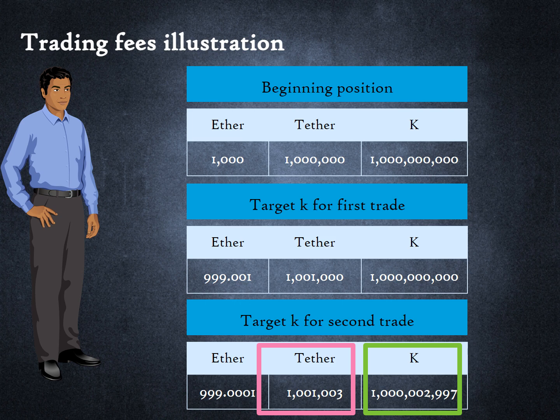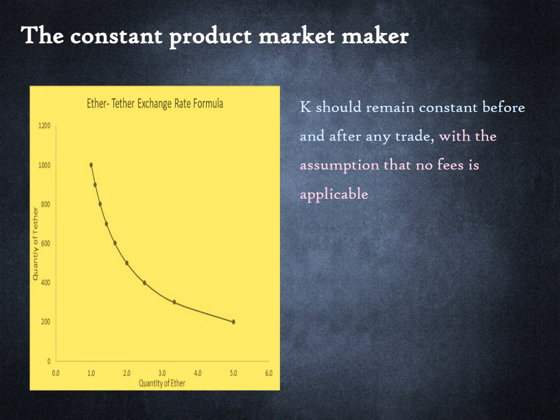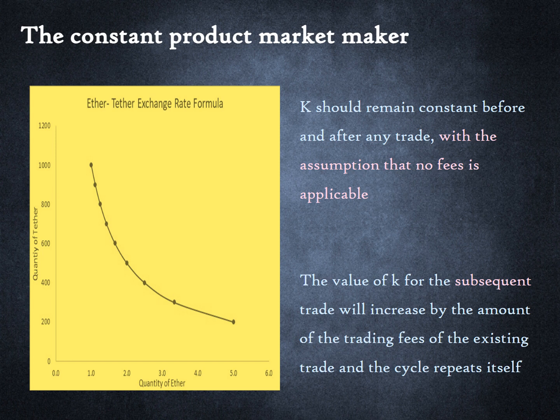Now, when the second trade occurs against this liquidity pool, the new K should remain constant. The target K for the third trade will increase further by the trading fees incurred from the first and second trades. The cycle keeps repeating itself. We originally said that the constant product market maker algorithm requires that K should remain constant before and after any trade. We can now make a modification and say that K should remain constant before and after any trade with the assumption that no fees is applicable. However, the value of K for the subsequent trade will increase by the amount of the trading fees of the existing trade and the cycle repeats itself.